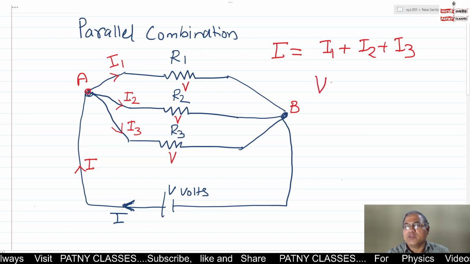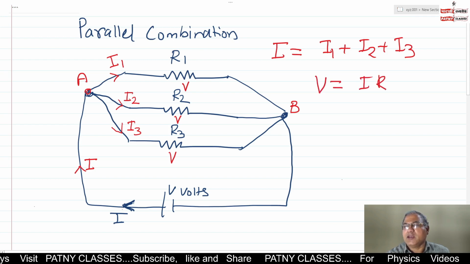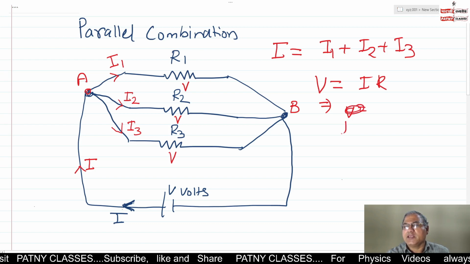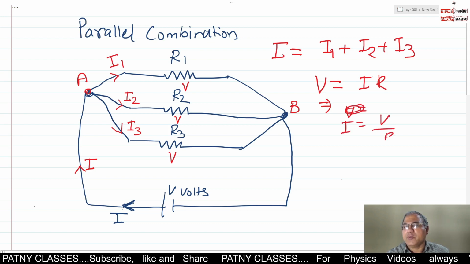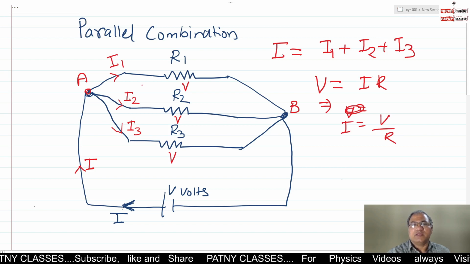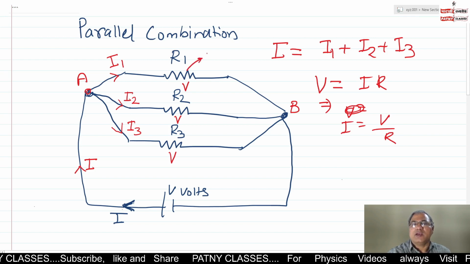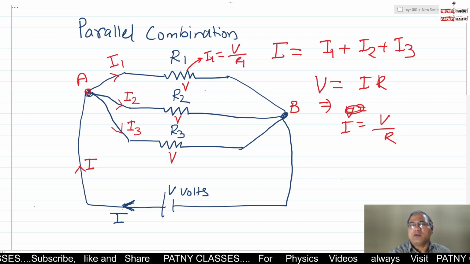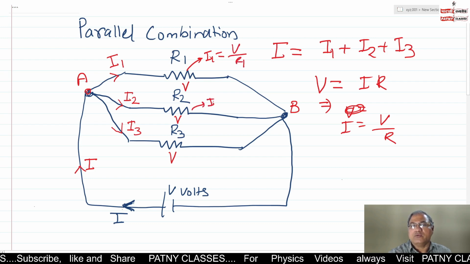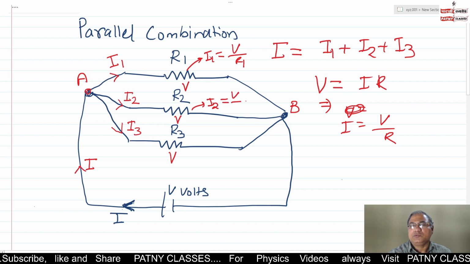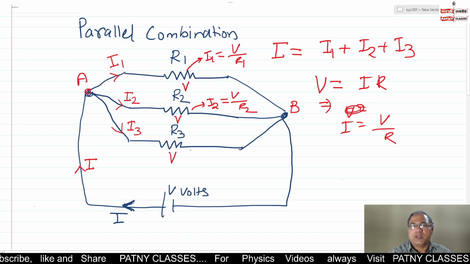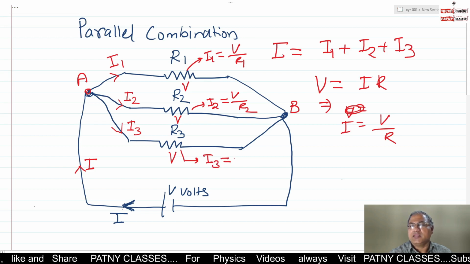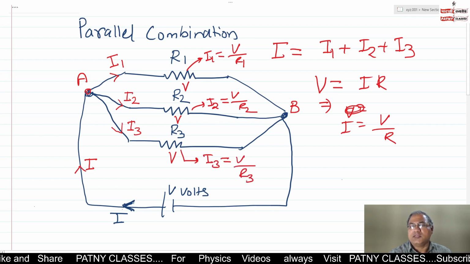And by using Ohm's law, V equals IR implies I equals V upon R. That means how to find I1? I1 equals V upon R1. How to get I2? I2 equals V upon R2. And how to get I3? We can get I3. I3 is equal to V upon R3.